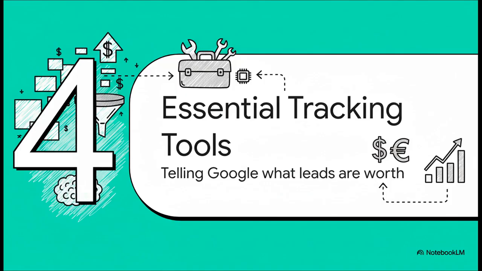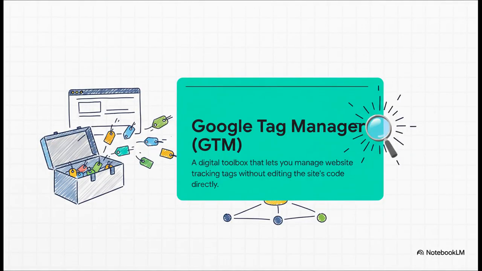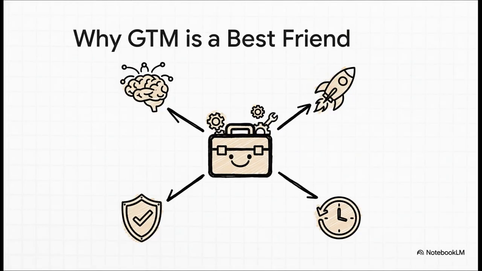And to do that, you're going to need the right tools. So let's talk about tool number one, Google Tag Manager, or GTM. Honestly, the best way to think about GTM is like a digital toolbox. Instead of having to call a developer every single time you need to add a little piece of tracking code to your website, GTM gives you one dashboard to manage everything yourself. No coding required. I mean, look at this. This is why it's a marketer's best friend.